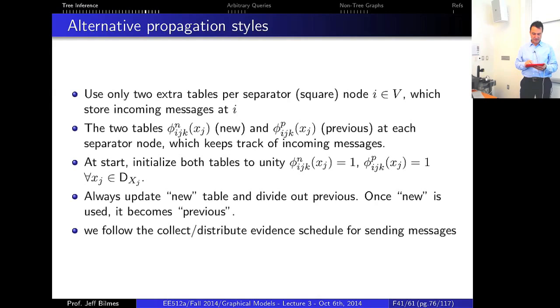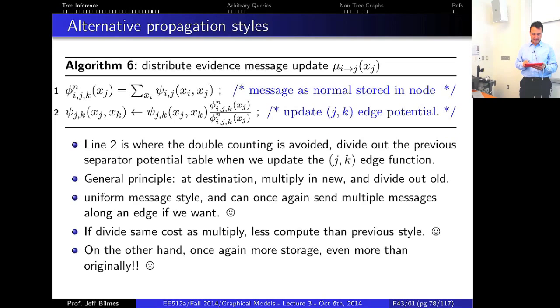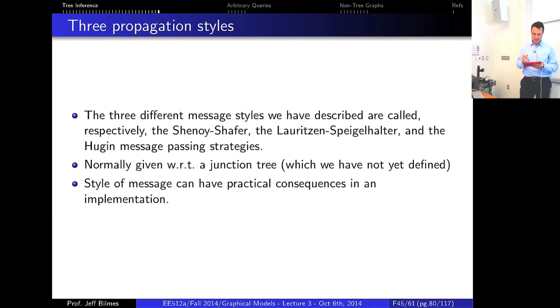And there's another propagation strategy. But you should definitely be aware that these things exist. They're not really talked about that much anymore. There was a lot of discussion in the graphical models community about these different strategies in the 1990s and early 2000s. But there are these different strategies: the Shenoy-Shafer strategy, the Lauritzen-Spiegelhalter strategy, and the Hugin strategy. We will revisit the Hugin strategy again when we talk about junction trees.